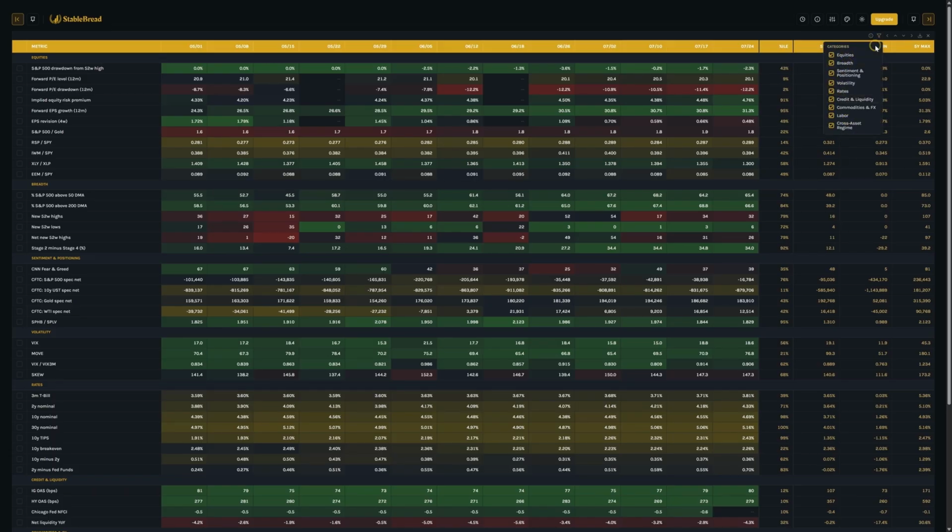The 9 groups are equities, breadth, sentiment and positioning, volatility, rates, credit and liquidity, commodities and foreign exchange, labor, and cross-asset regimes. Each row is one indicator. Reading across, you get its last 13 weeks, so you can see the trend and not just today's number. Then on the right side, you have the 5-year average, min and max, and a percentile column.